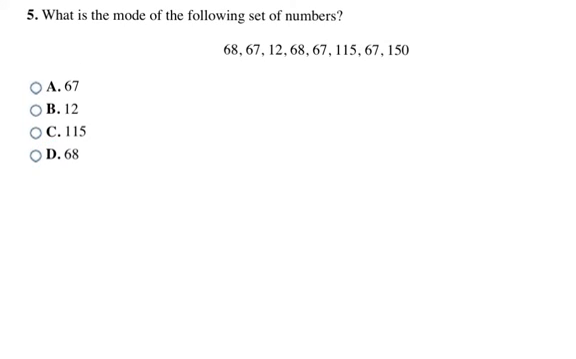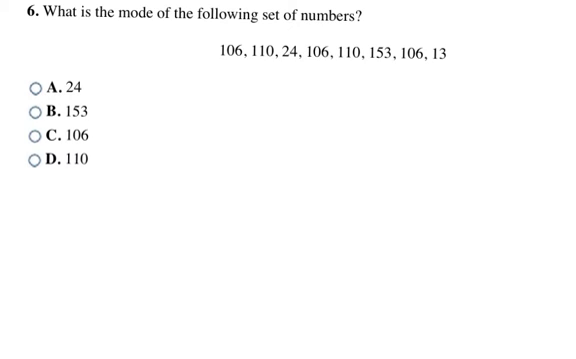Here I'm asked to find the mode of the following set of numbers, which means I'm going to find the number that occurs the most often. So I'm looking across here and I see that 67 shows up 3 times. So I'm just going to double check that no other numbers occur more than that. 68 appears twice. 12 is only there once. 115 is only there once. And 150 is only there once. So 67 does occur the most times, so that's going to make A my final answer.